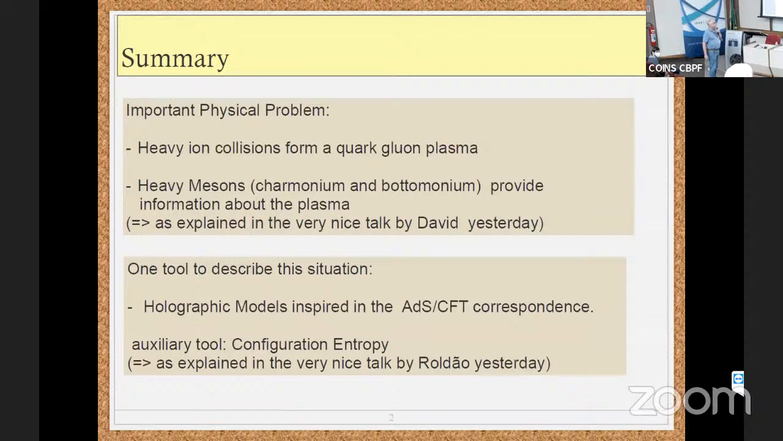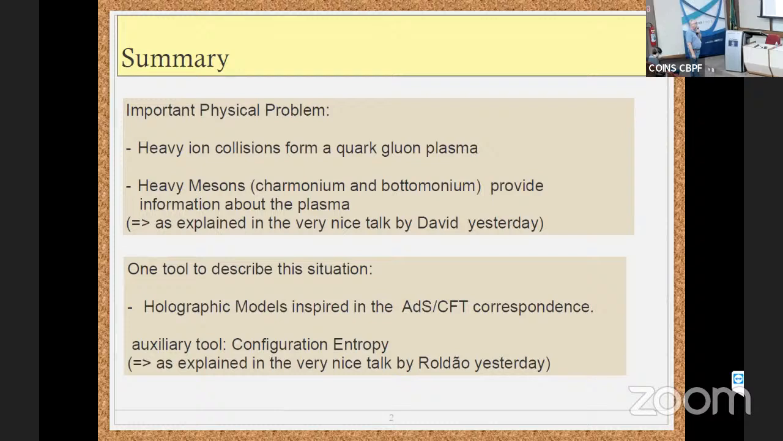I want to start by giving you a very simplified idea about this work: why do we study this kind of thing and what is the kind of tool that we use to study this? First, why are we interested in studying dissociation of heavy vector mesons? Because heavy ion collisions form a quark gluon plasma, a new state of matter that you only get information about in an indirect way, by looking at the particles that reach the detectors after the plasma disappears or hadronizes, okay? It was explained yesterday by David, okay?